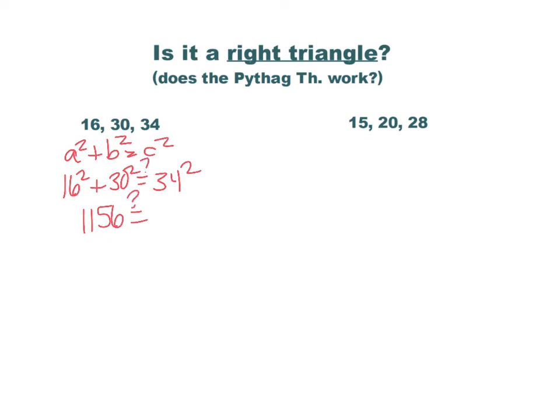Really, I should have a question mark on these. Is that the same as 34 squared? 34 squared, it is, 1156. Okay, since they do equal each other, I'm going to say yes. That would end up being a Pythagorean triple, and it would create a right triangle. Okay, you try this one here. See if that would work.